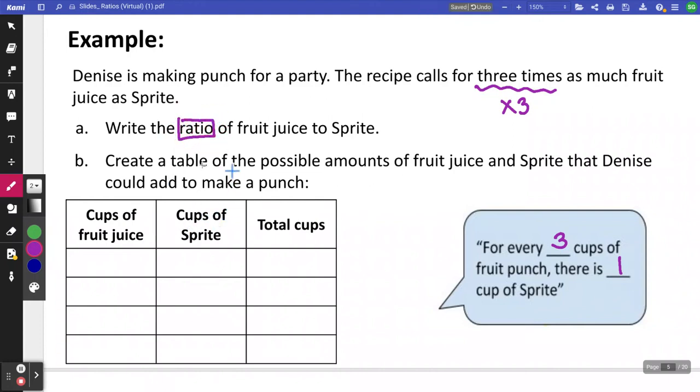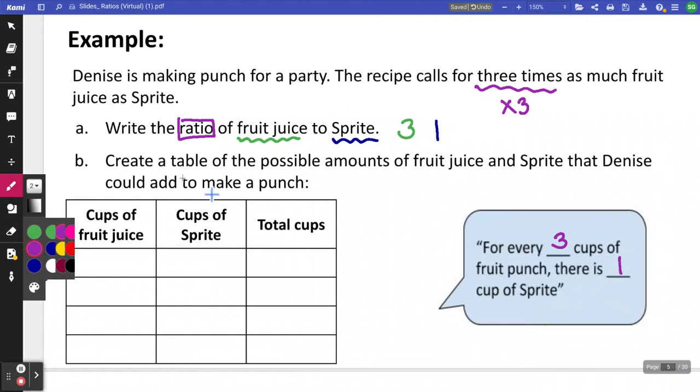So, when we are talking about ratios, we said a ratio is going to be a comparison of 2 numbers. And here are those 2 numbers. Those 2 numbers are 3 and 1. When I go to write my ratio, it's going to be important that I'm using this question here to help me out. So it says I want a ratio of fruit juice to Sprite. My first number in my ratio is going to be how much fruit juice we're adding. And we said we're adding 3 cups. So my 3 will come first. And then my Sprite will come second. We said 1 cup of Sprite, so I'm going to put my 1 right here.